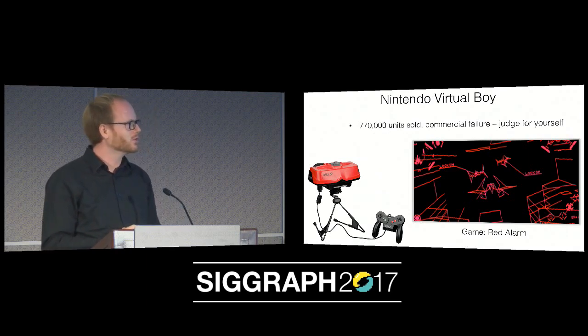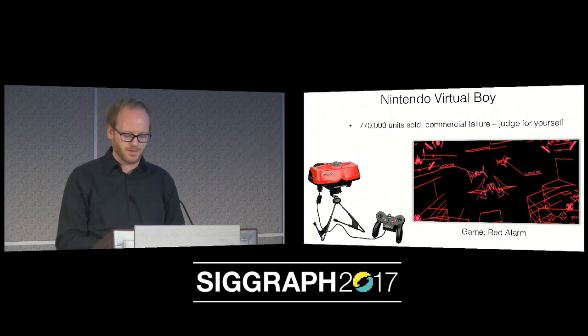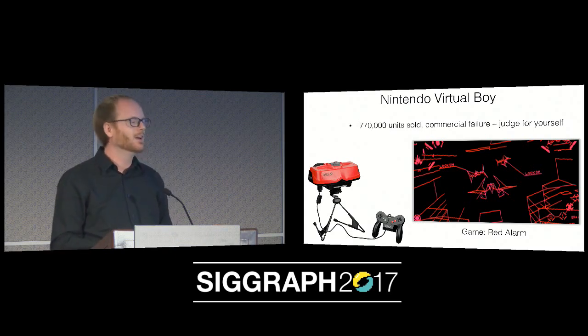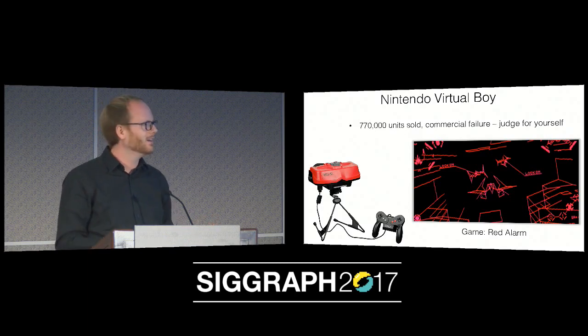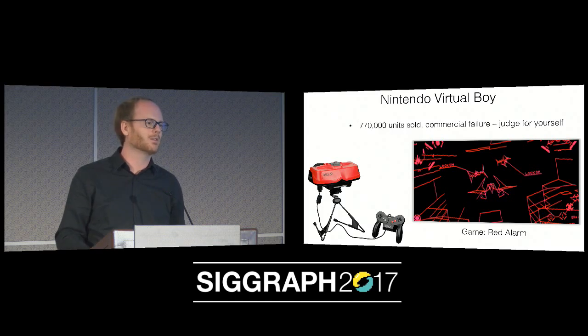So this is the Nintendo Virtual Boy, and there's a screenshot from one of the games, Red Alert. That's one that I played a few times. As you can see, it's just line graphics. So it's very, very primitive. There's no occlusions. It is stereoscopic, but the experience is quite limited. So you can try it yourself. They still sell them on eBay if you're interested. It costs about $100, $150 or so.